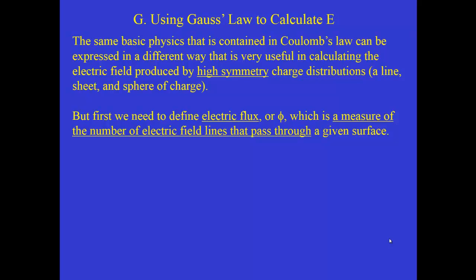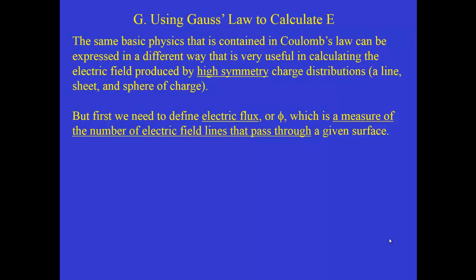However, when we've got charge distributions that have high symmetry, we can take the physics in Coulomb's law and express it in a different way that makes the calculation of these electric fields very easy. And we can do things that would have taken a lot more work using Coulomb's law very quickly. So that's what Gauss's law is useful for.